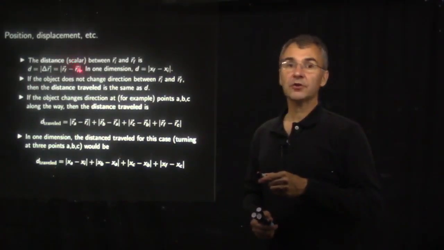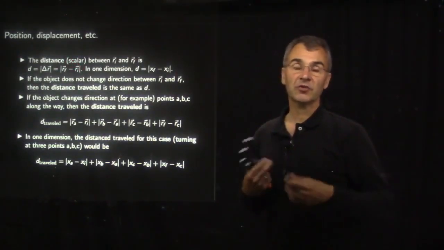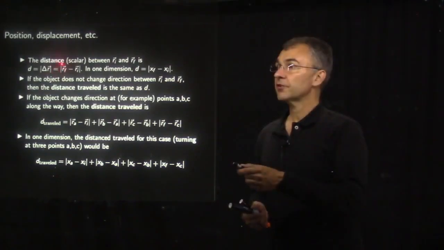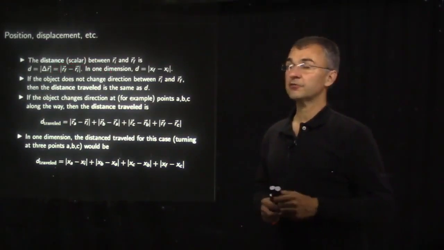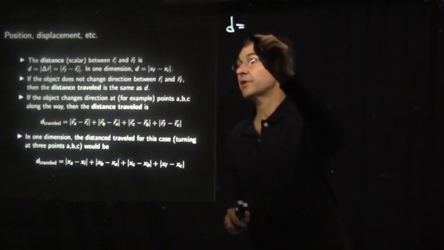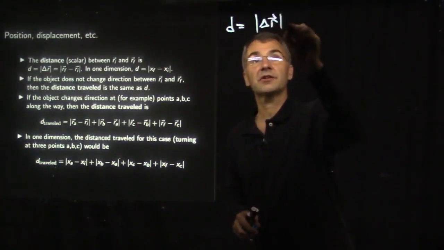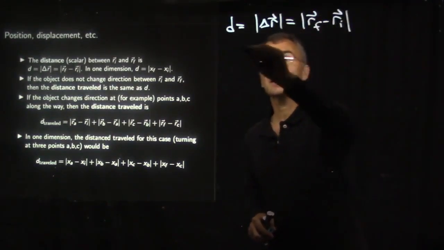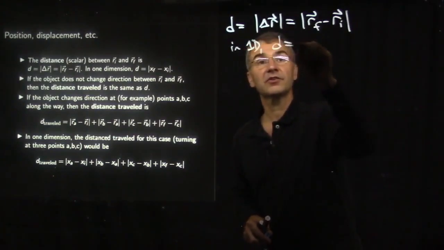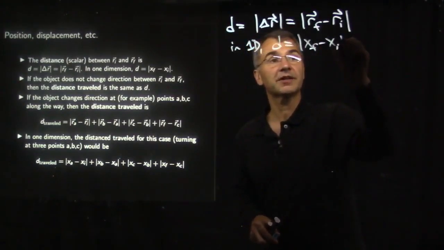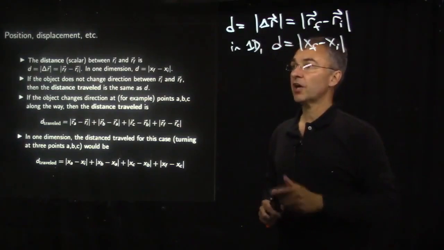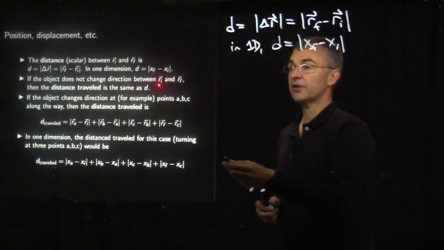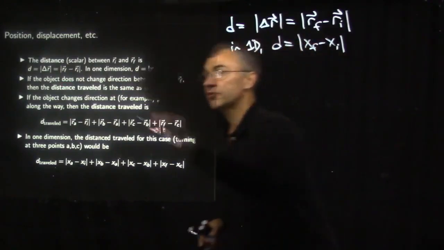So we have a scalar quantity called distance. Scalar means it has a magnitude, it does not have a direction. So the distance between r initial and r final is called d, which is the magnitude of delta r, which is the magnitude of r final minus r initial. And in 1 dimension, this distance is just the absolute value of x final minus x initial.